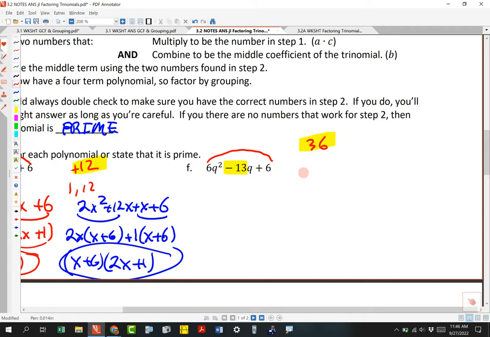-4 and -9. Does that work? Yeah. Now, does it matter? He said -4 and -9. I wrote -9 and -4. Does that make any difference? Nope, doesn't make any difference.